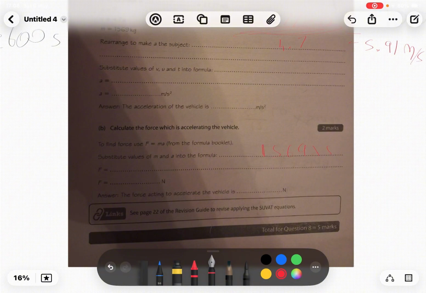1,569 times 5.9, and that is equal to 9,257 newtons. Also in a calculator, you could get 9.3 times 10 to the power 3. So these two are the answers for this question.